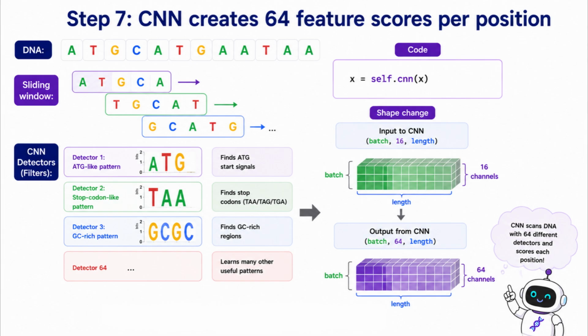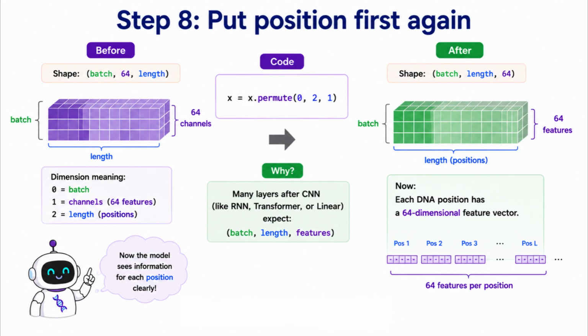The convolutional neural network scans along the DNA sequence. It searches for important biological patterns and motifs. Examples include start codons, stop codons, and other sequence signals. After the CNN finishes its analysis, the tensor is rearranged again. Now each DNA position contains dozens of learned biological features. These features will help classify each position.